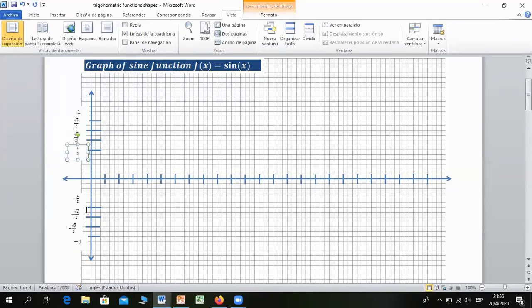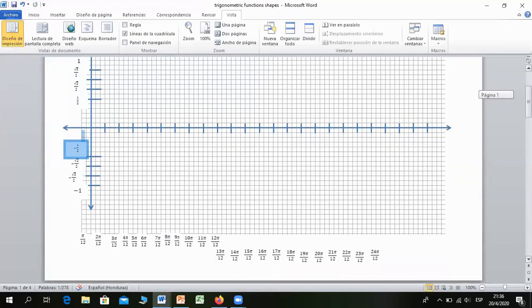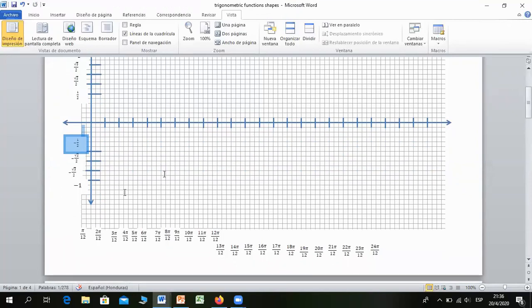Let's see how the shape is. I told you that we need to divide or count pi 12s by pi 12s. Why? Because it's the common denominator that the values that work with the unit circle have. So I already have here the list of all the pi 12 values, as you see, until 2 pi. I know some of them are not simplified, so we're gonna simplify.